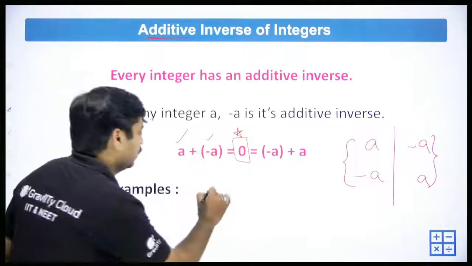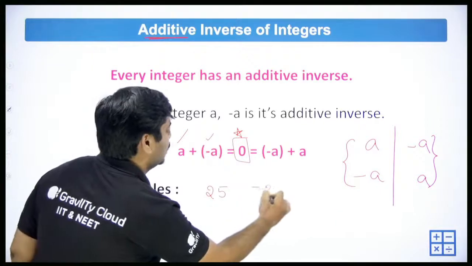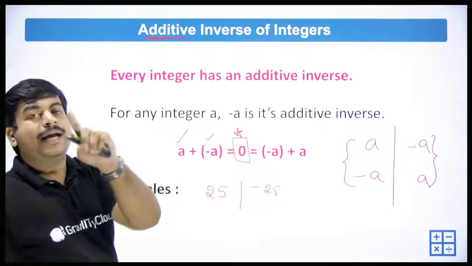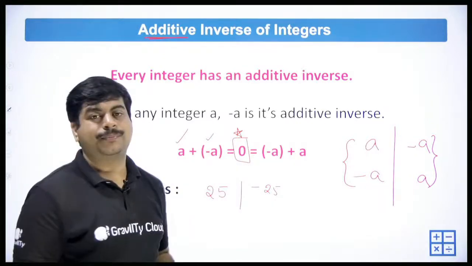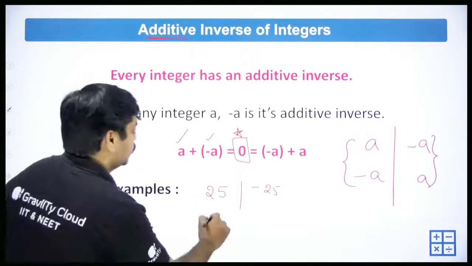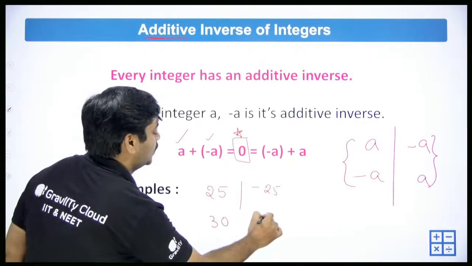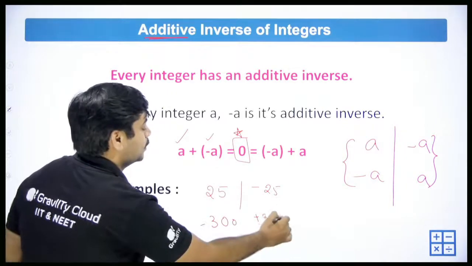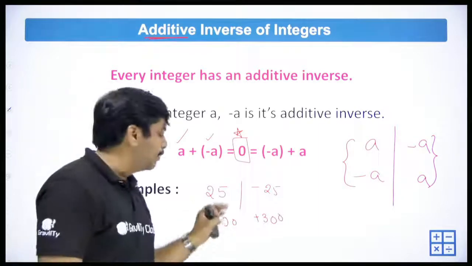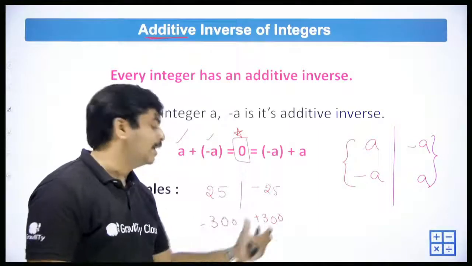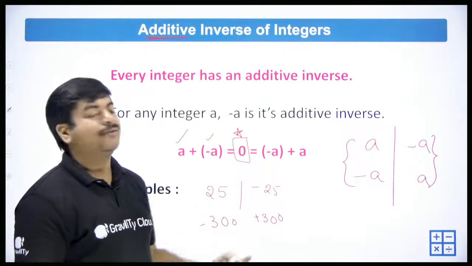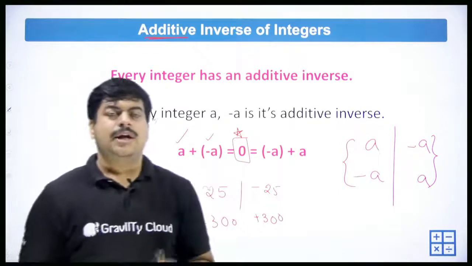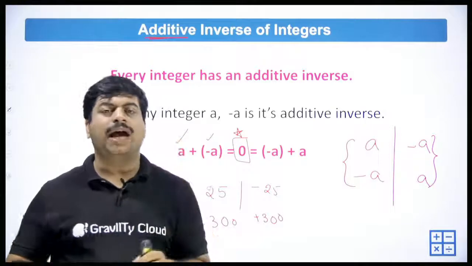For the number 25, you can say minus 25 is the additive inverse, not identity. Inverse means you should get the sum as 0, right? So for example, 30 plus 0 is 30, but minus 300 plus 300 will give you 0. So all these are different examples of additive inverse. Simply change the sign. If you have a negative, remove it. If you don't have it, keep it.